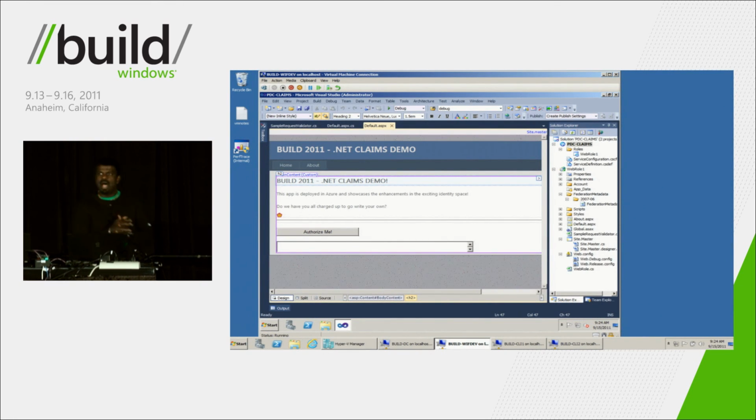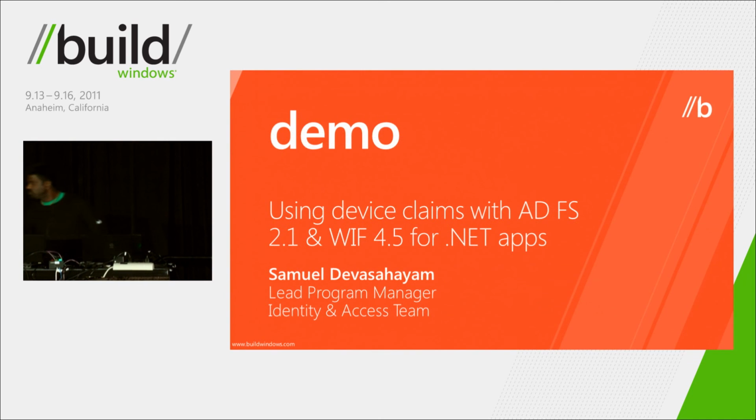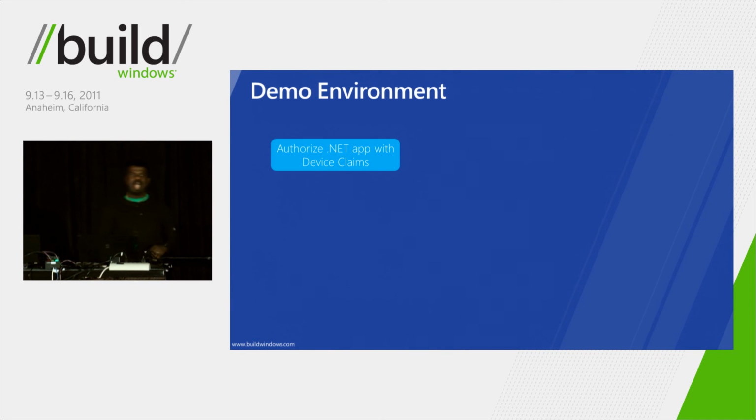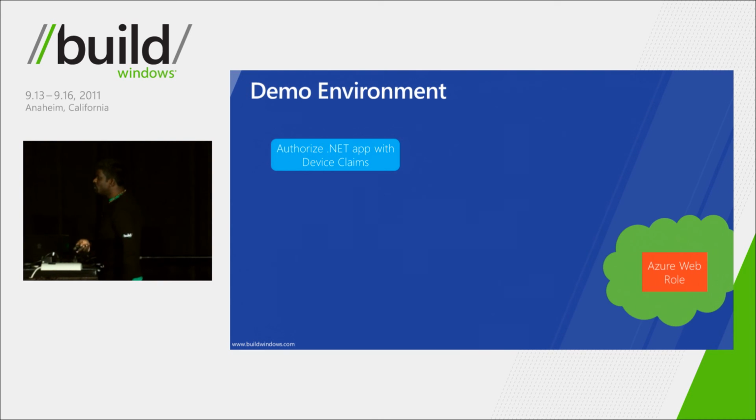Okay, so I'm going to show you how I'm going to authorize a .NET application with device claims. Why do I want to do this? Let's say I have some sensitive data, and I want to ensure that this data is only accessed from my corporate domain joined machine, or only from machines managed by my finance department, because I manage my yearly reports, and I want to ensure that I have stricter controls associated with that. So to showcase this, we're going to take an Azure application.